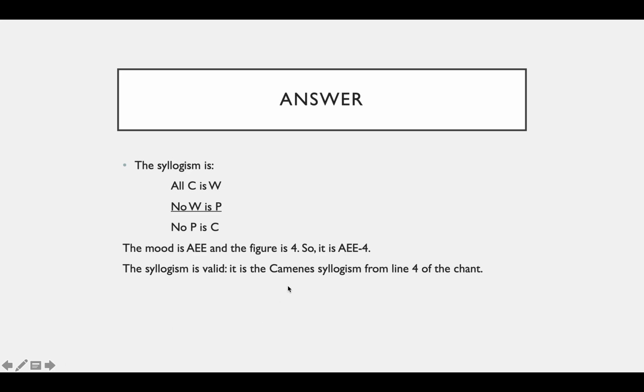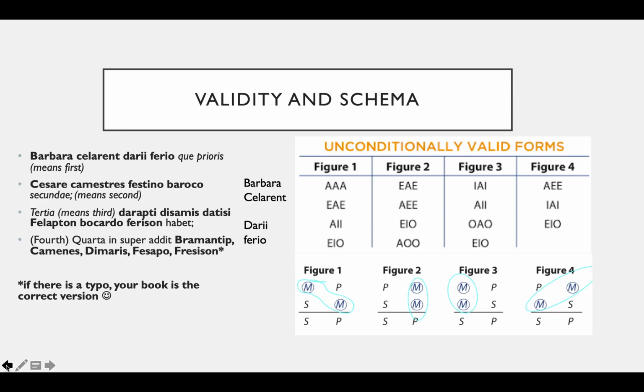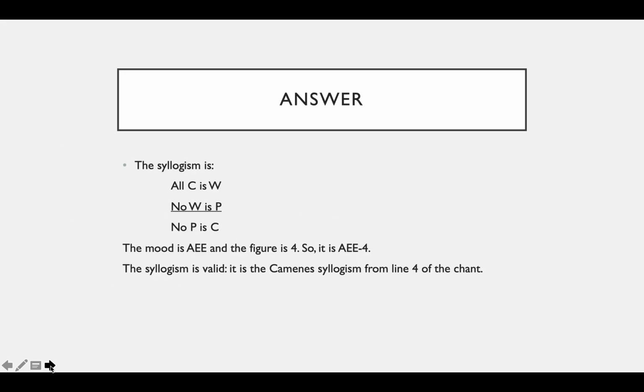So what you might have wanted to do is go back to AEE 4 and see, does that take place? Figure 4 and AEE, yes, it is a valid syllogism because it shows up right here. Now, you may have wondered, how did I know it was figure 4? Go back to the syllogism, and you can see that the middle term W, which shows up in each of the premises, shows up in this configuration, and that makes it figure 4. It is the predicate of the major premise and the subject of the minor premise.